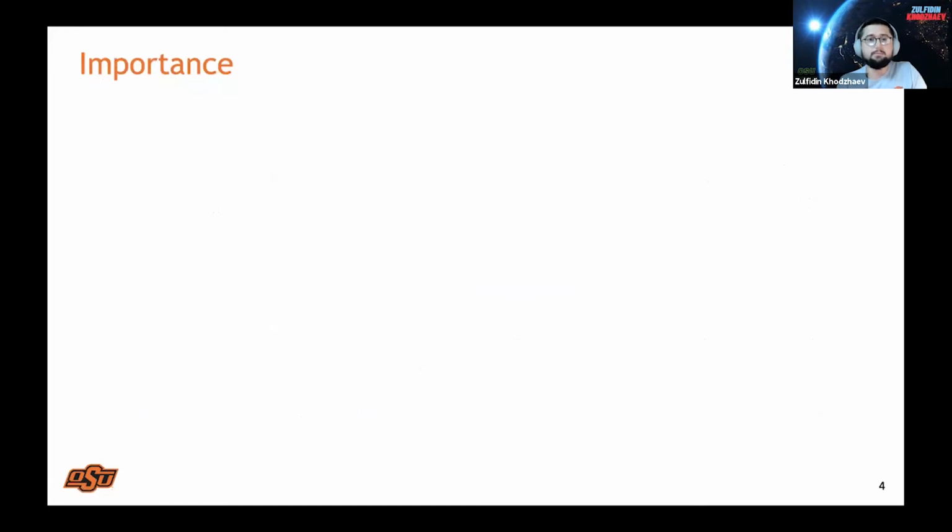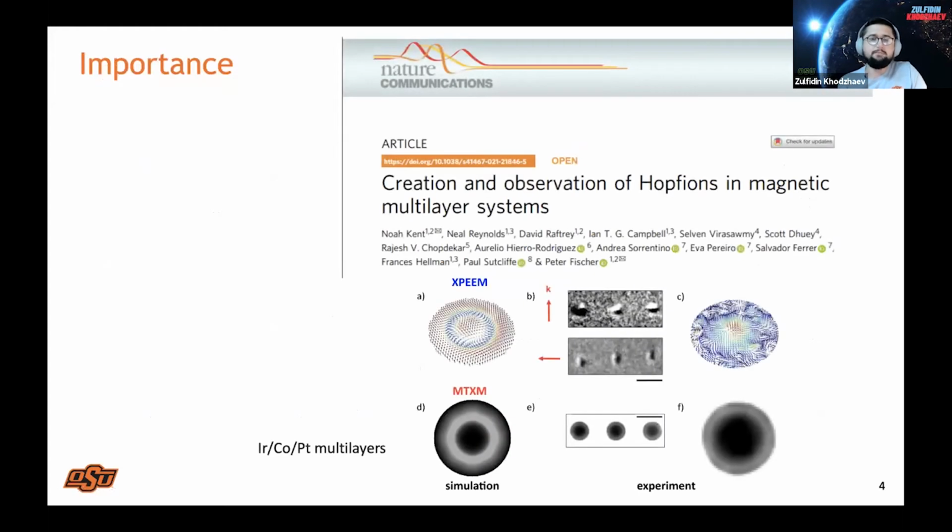Now, why is this important? Researchers have been trying to create and observe experimentally a Hopfion in magnetic multilayer systems. For example, in this paper, they've used an iridium cobalt platinum multilayer to observe the Hopfions. But as you can see, the techniques and the devices they use may not always be available to all researchers. So that is a barrier. So this is where our research comes in.